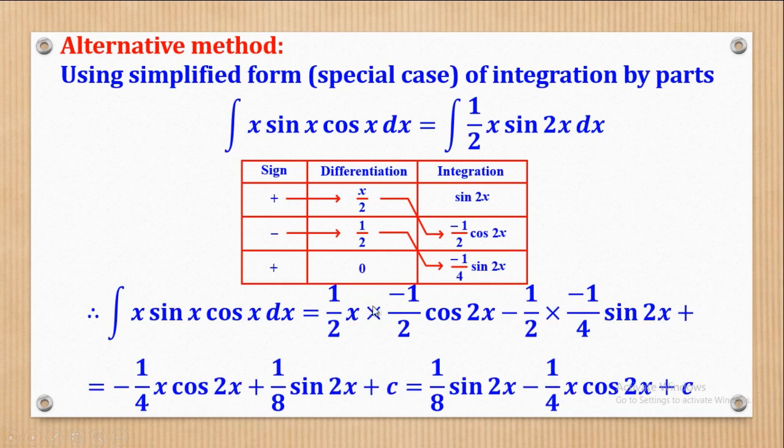When I simplify this and bring this part to this side, I come up with negative 1/8 sine 2x minus 1/4 x cos 2x plus c, which is equal to the value we got using the previous method. So whether I use this alternative method or integration by parts, it is still the same.